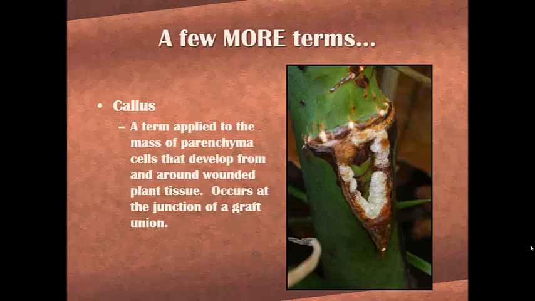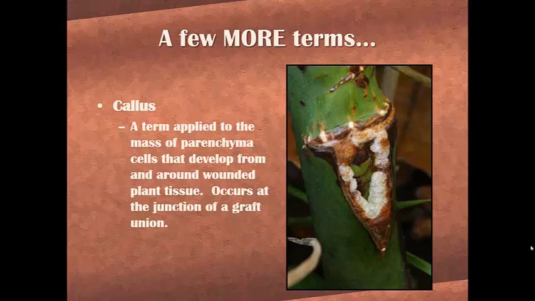And I forgot, we do have one last term here. Callus is a term applied to the mass of parenchyma cells that develop from and around wounded plant tissue. And we've had this term before too. We've discussed callus in regard to the formation of adventitious roots. Callus also occurs at the junction of a graft union.